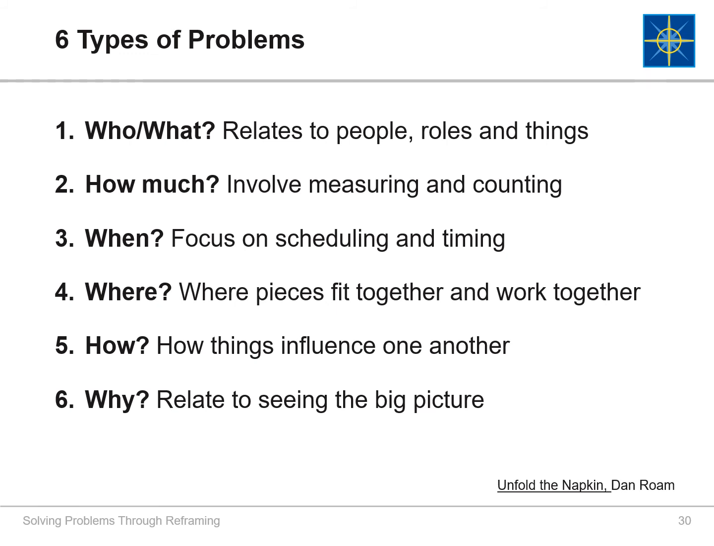5. How? These are issues of how things influence one another. What happens to Y if we do X? Can we alter the outcomes of a situation by changing our actions? 6. Why? Problems relate to seeing the big picture. Is this the right thing to do, or should we be doing something else? If we need to change, what are our options? How will we decide which of these options are best?